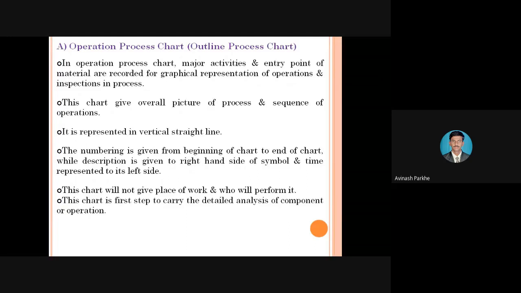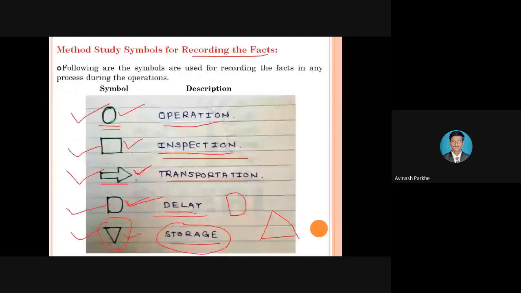The chart is one of the most popular methods for recording the facts. Just now we discussed that recording the facts means if we are doing the operation, the inspection, the transportation, if there is any delay, or any storage. All such facts can be recorded by using this chart. In the charts, we use the 5 symbols we just discussed.